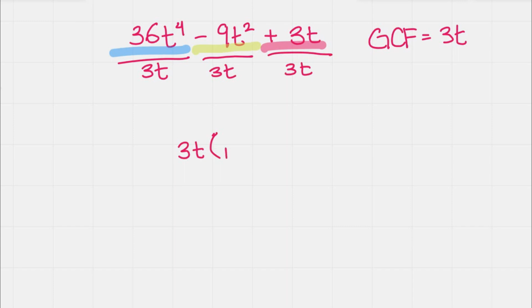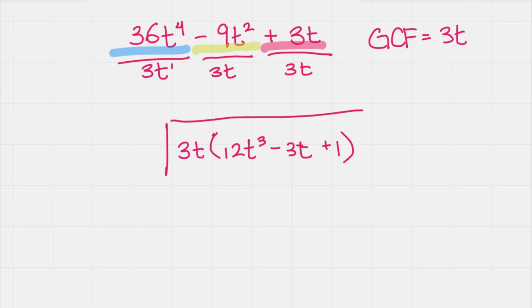36 divided by 3 is 12, and t raised to the fourth power divided by t to the first power is t to the third power, because when you divide exponents, you subtract their powers. Negative 9 divided by 3 is negative 3, and t squared divided by t is simply just t. Finally, 3t divided by 3t is just 1. Alright, let's close up our bracket, and that is our factored form of our original polynomial.